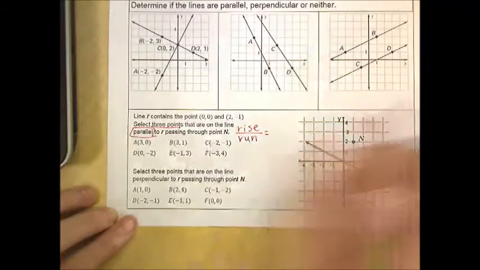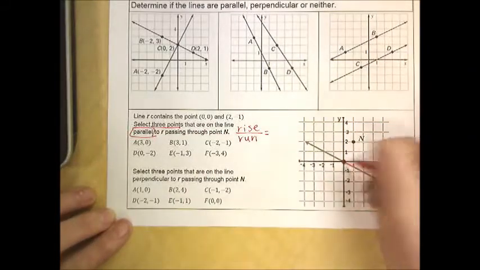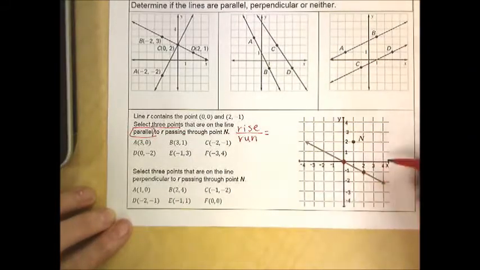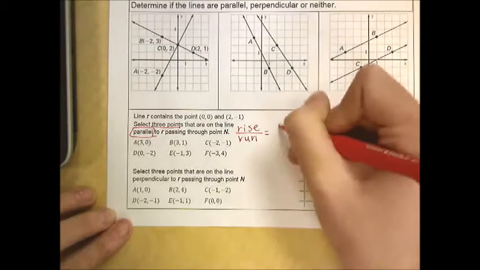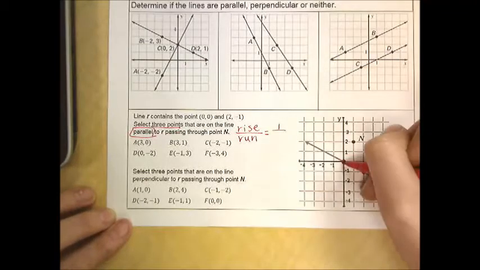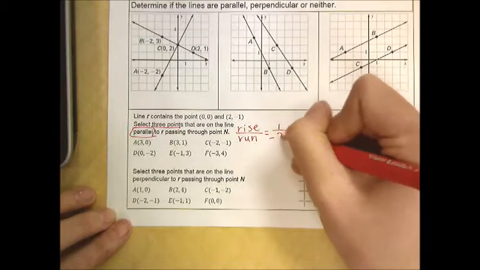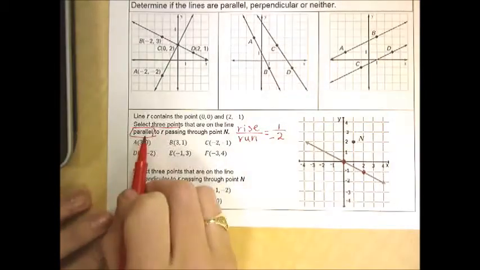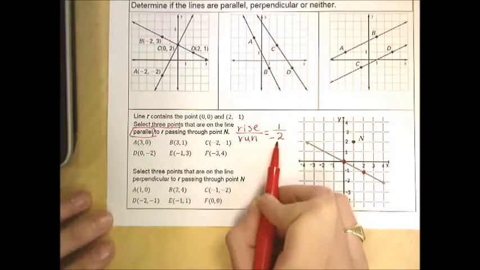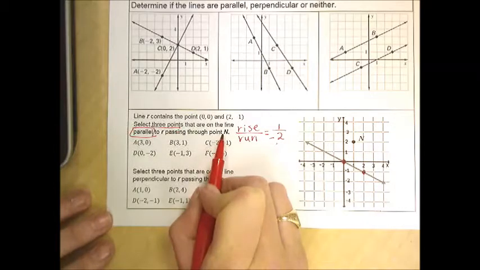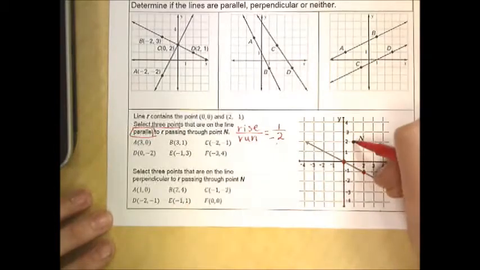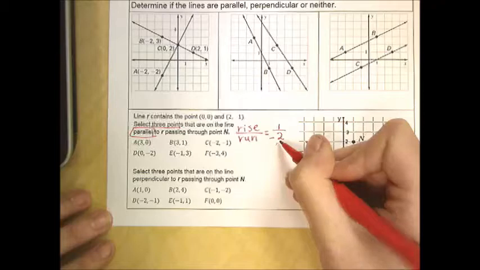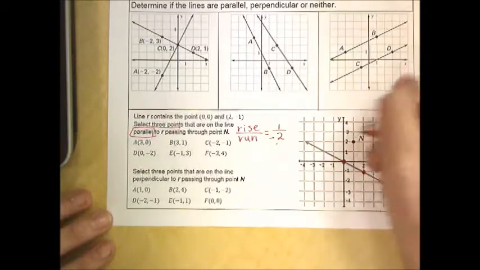So I'm going to pick those 2 points they gave me, 0, 0, and 2, -1, and find the rise over the run. So I rise up 1, and I run to the left 2. So it's going to be 1 over -2. Since it's a parallel line, it's going to be the same slope as this, and it needs to pass through point N. So I'm going to start at point N and use my slope, because I want the same slope, to find some other points.